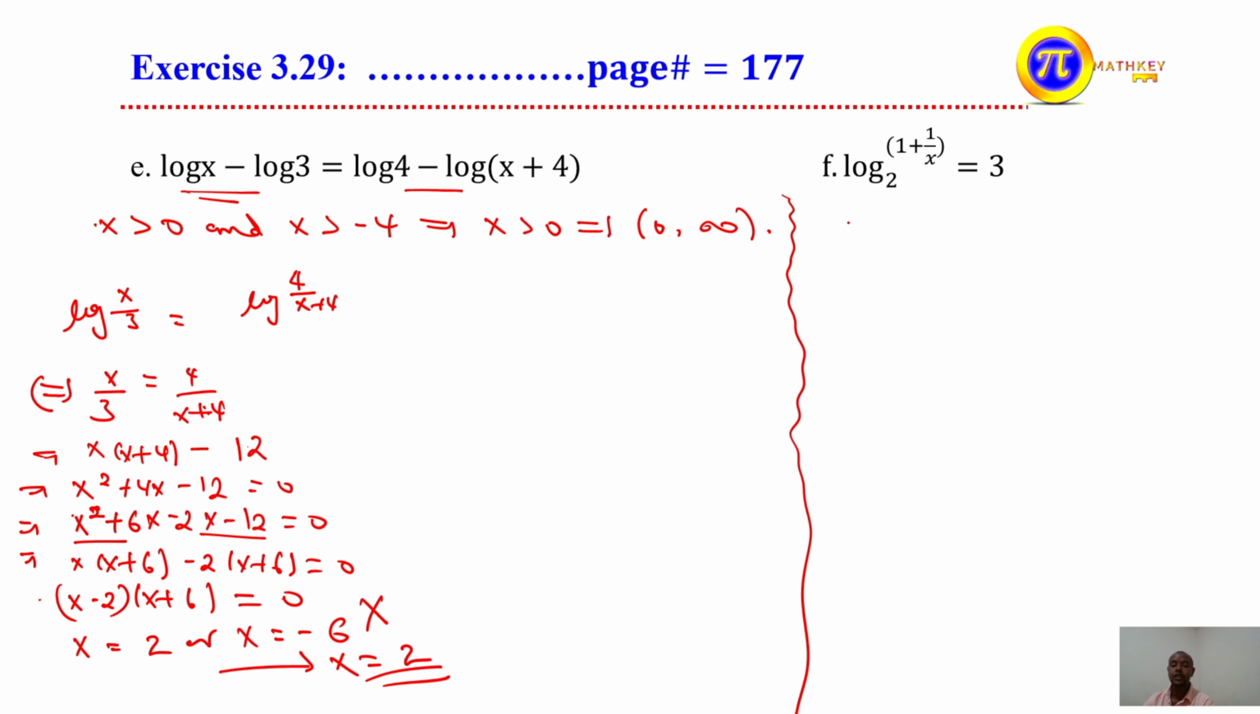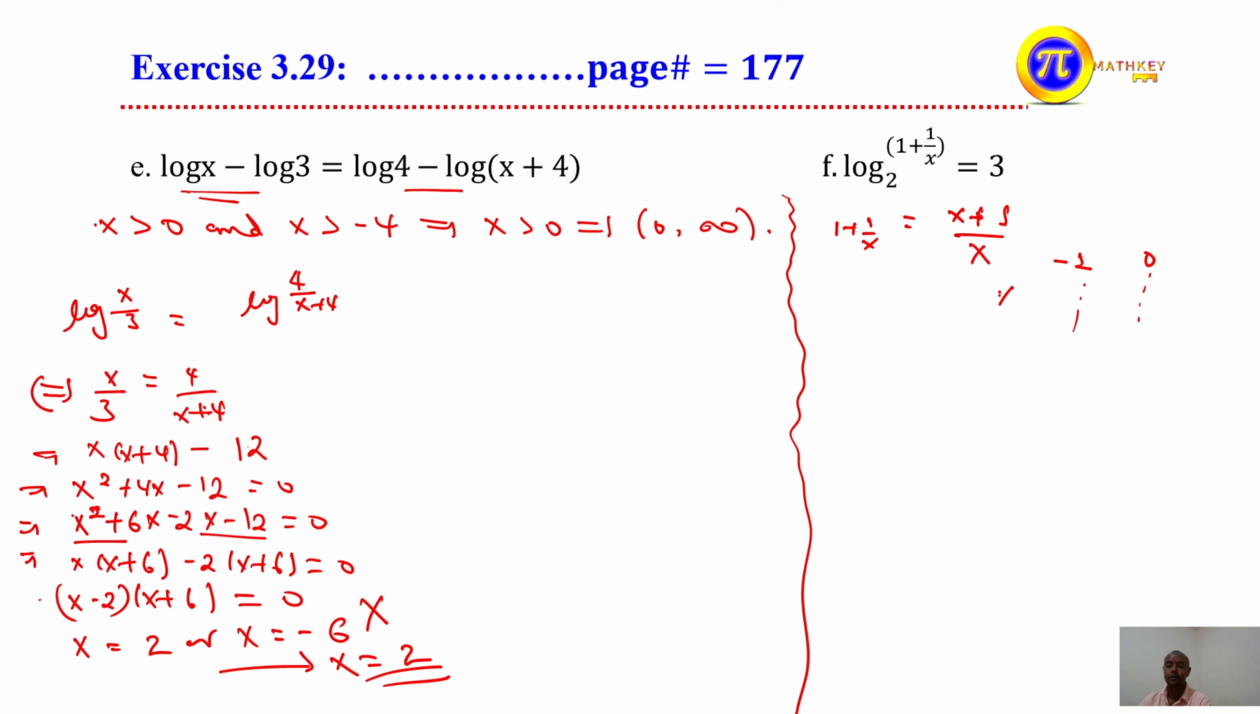We can consider here 1 plus 1 over x, which equals x plus 1 over x. The zeros of this are negative 1 and 0, yes? So you can use a sign chart also. Here is 0.